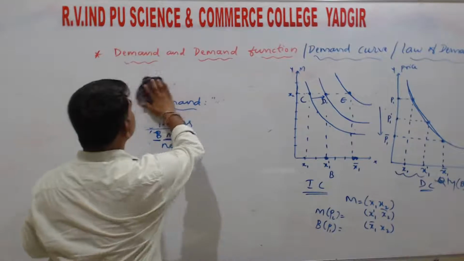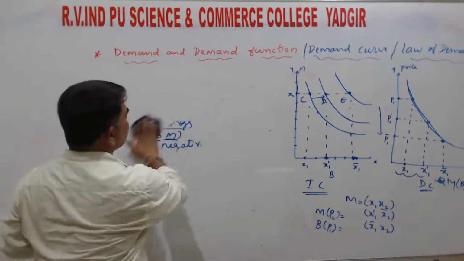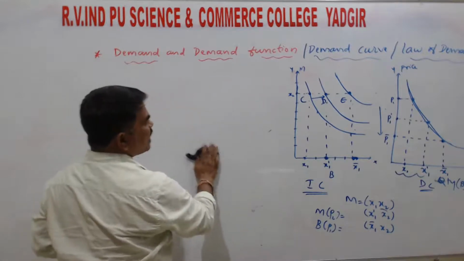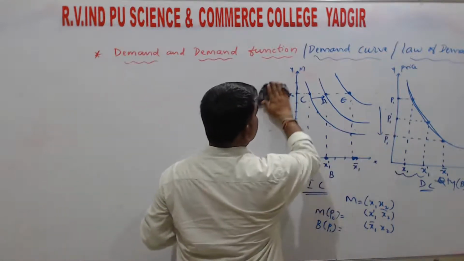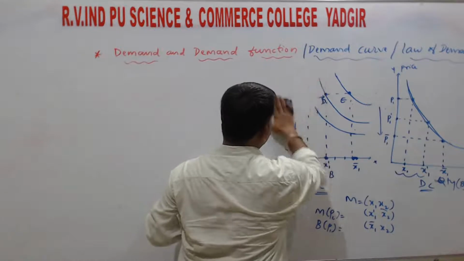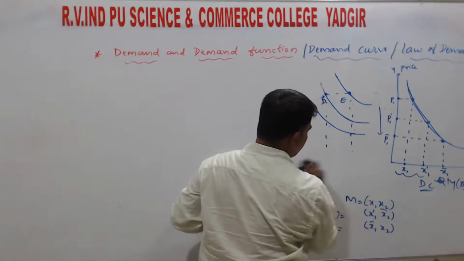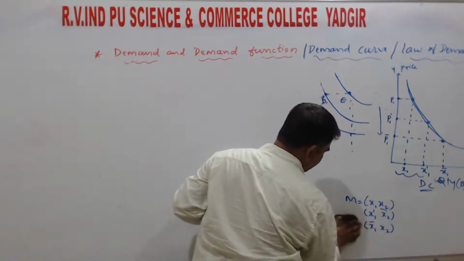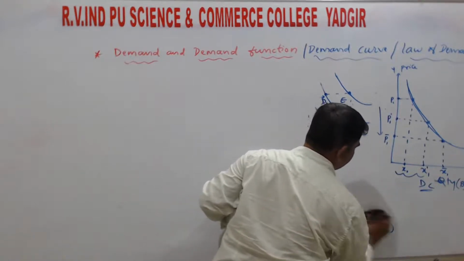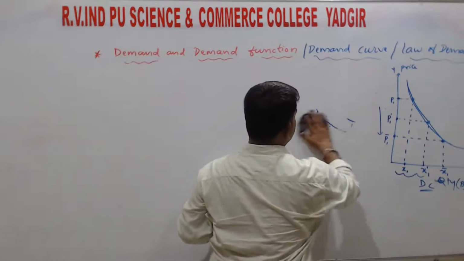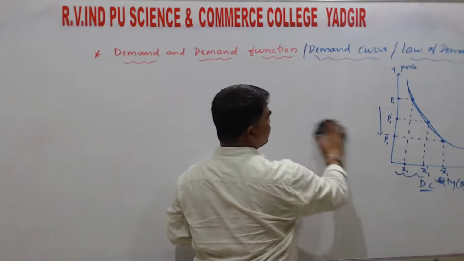So now we understood what it means by demand: the demand function f of x is equal to y, the demand curve, and the law of demand. Now there is one more small topic called linear demand. What do you mean by that? We will check the linear demand of the good.